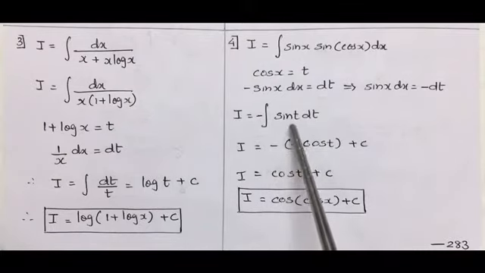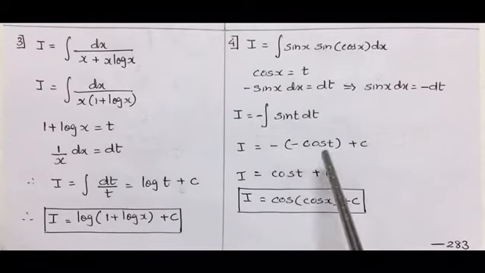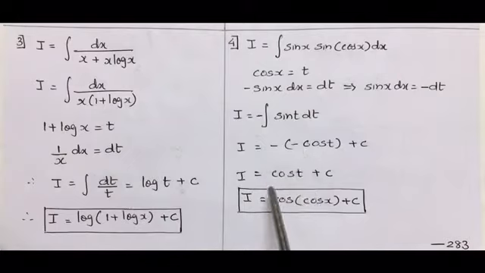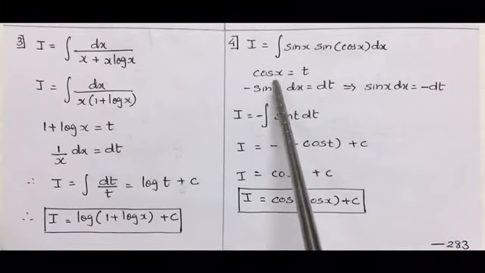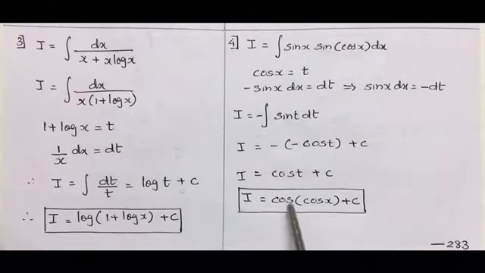Now the integration of sin t is minus cos t. So I is equal to minus, which we will make plus, cos t plus c. Now t is cos x. So again we get the final answer as cos x plus c.